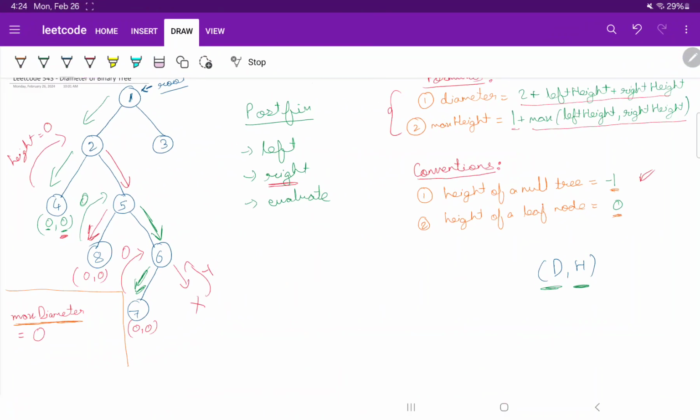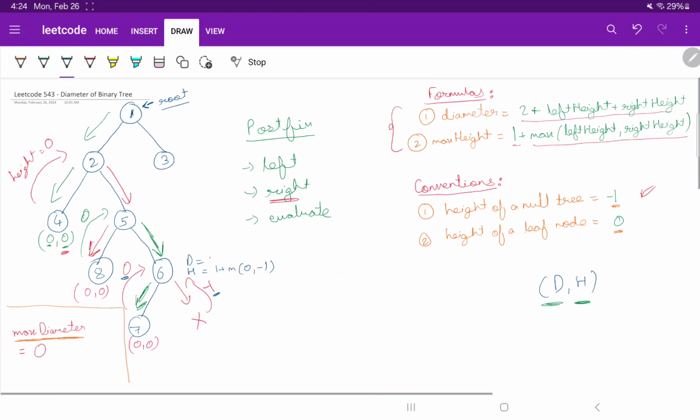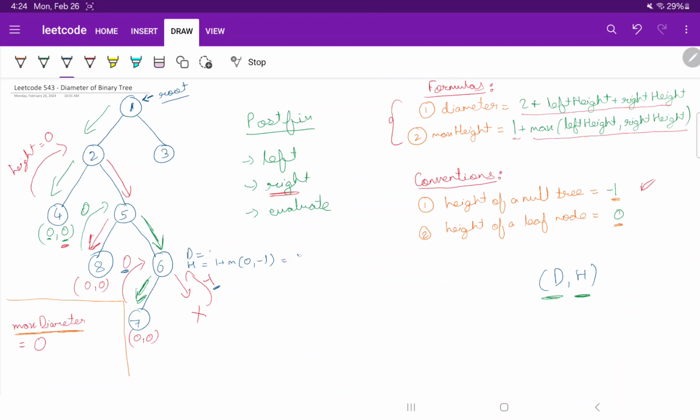So now node 6 evaluates the diameter at node 6. First we calculate the height. Height is 1 plus max of, from left hand side we get 0 and from right hand side we get -1. So what is the maximum of that? 0, so the height at node 6 is 1 plus 0, which is 1. And what is the diameter? The diameter is 2 plus left hand side height, which is 0, and right hand side height, which is -1. So this gives us 1. Again, we can see we only have a single edge. Therefore, the diameter in this case is 1. So for node 6, we have a tuple of 1, 1.